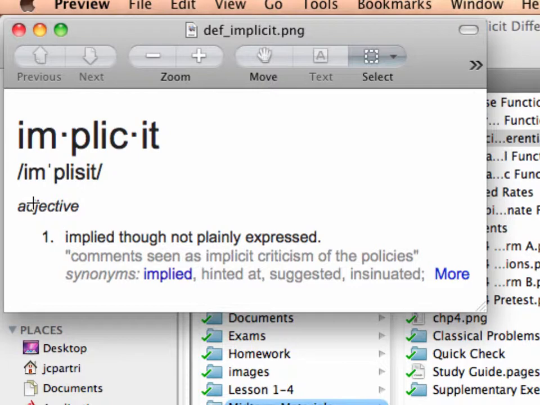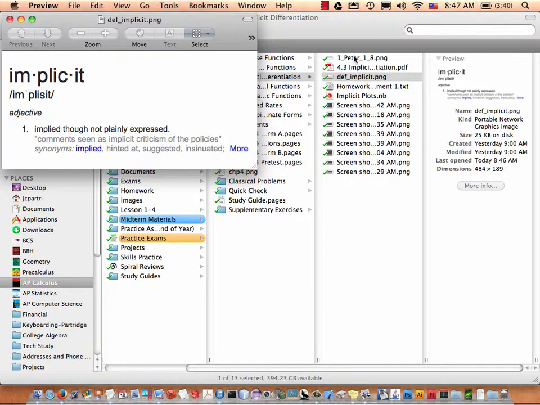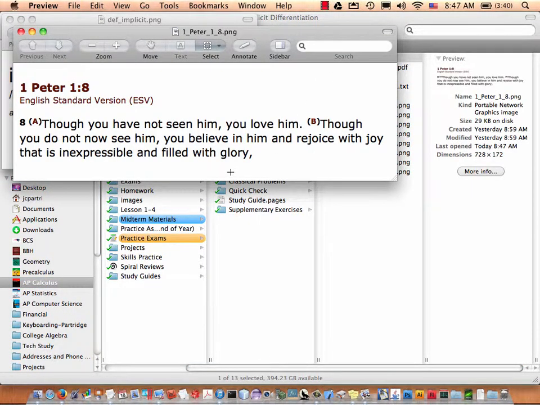And there's a biblical idea here. We can actually go to the Bible and find an example of implicit. Here's 1 Peter chapter 1, verse 8. Though you have not seen him, you love him. Though you do not now see him, you believe in him and rejoice with joy that is inexpressible and filled with glory. We love Jesus not because we've seen him, but because we have accepted him into our hearts. We have been convicted by the Holy Spirit. We trust that he is our salvation. But we have no physical, I've seen this person. Our trust, our love is implicit.